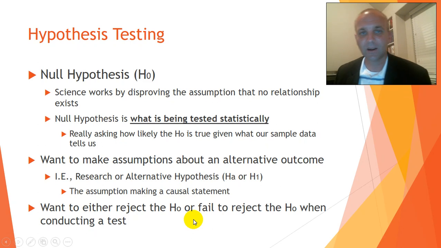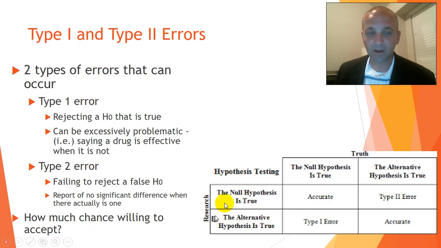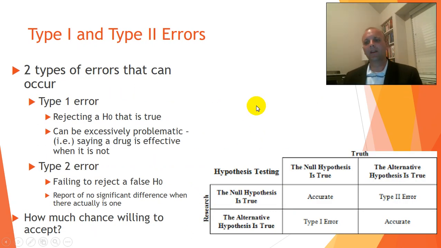when conducting a test in a statistical manner, right? Now, as far as hypothesis testing is concerned, null hypothesis more adequately, there's two types of errors that can be made. A type 1 error, where you reject a null hypothesis that is essentially true, right? Right here. So this is the truth, and then making that statement. So it can be excessively problematic.